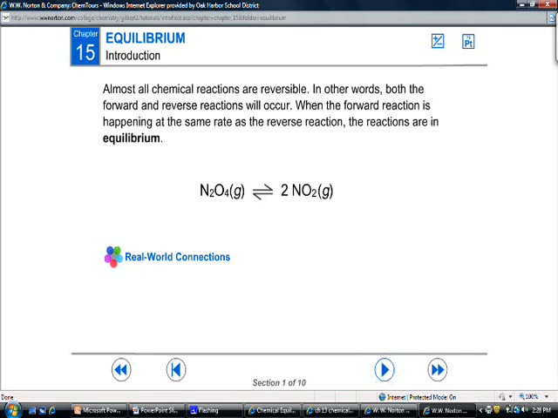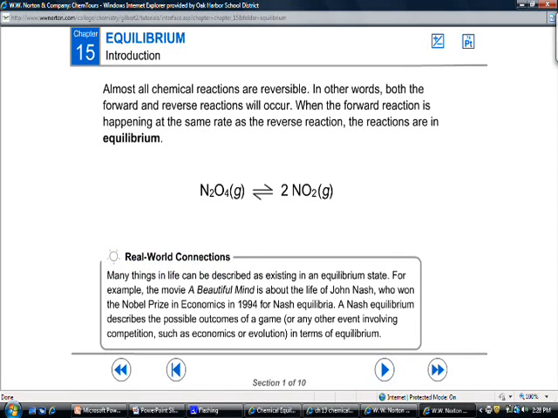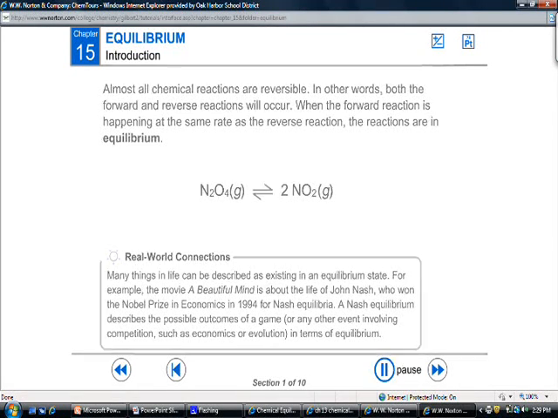Now, this happens in chemistry, but there are a lot of applications outside the field of chemistry, including the Nash equilibrium. If you've ever watched the movie A Beautiful Mind, John Nash became famous for his equations describing equilibrium systems in economics and games and things like that.